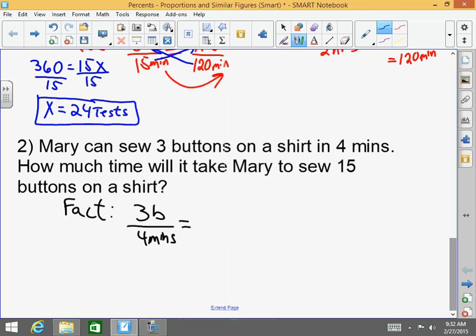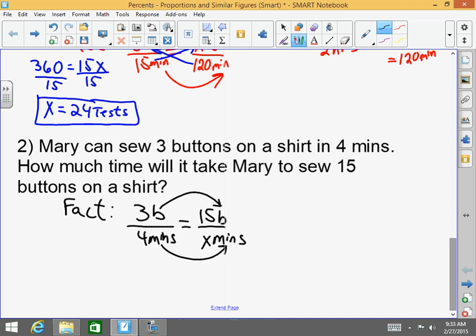No, read. 15 buttons over X minutes. Yes. Mr. Morrow, how did you know to put it that way? Unit to unit. Unit to unit. Buttons to buttons. And minutes to minutes. That is very, very important that you remember that, guys.